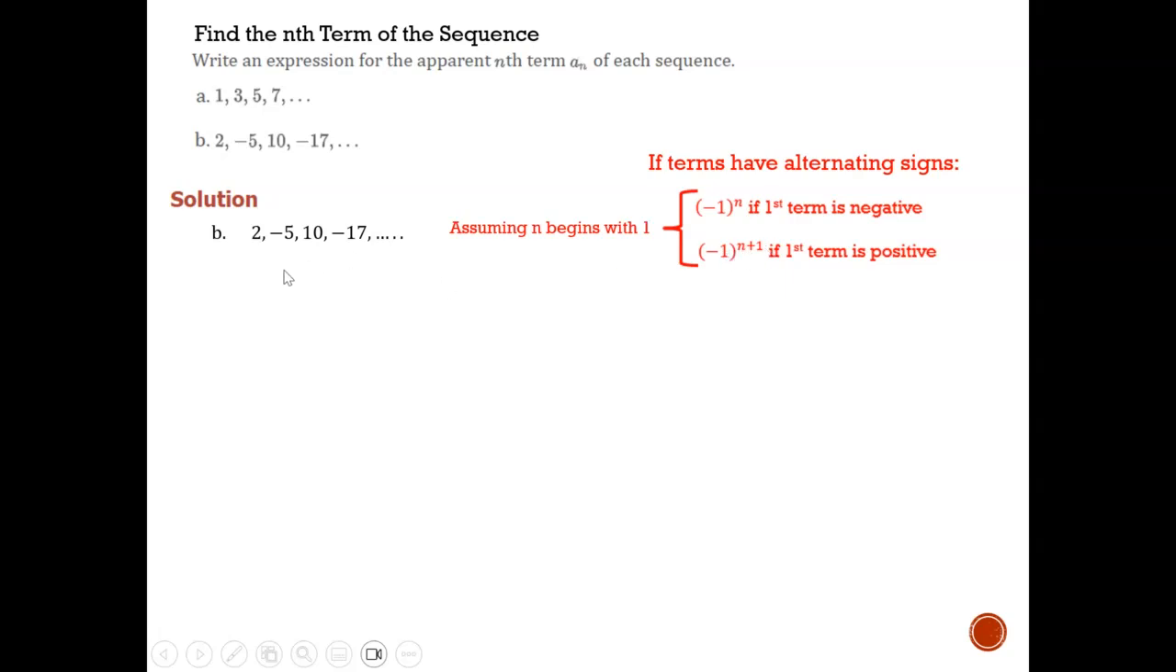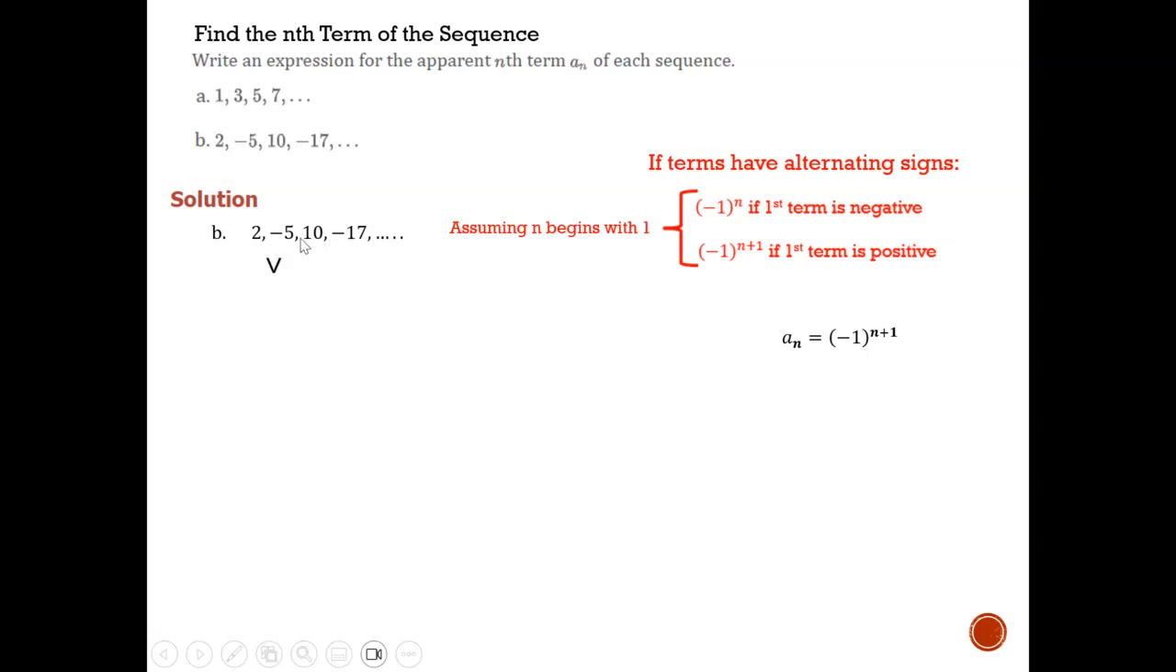Here we start with a positive, so it's going to be the second formula. So it's going to be an equals (-1) to the n plus 1. That will cover the changing signs from positive to negative and so forth, so this has to be in the formula. Now, ignoring the alternating signs, because I already got the answer for those, let's see if I can find a pattern from term 1 to term 2 and so forth.